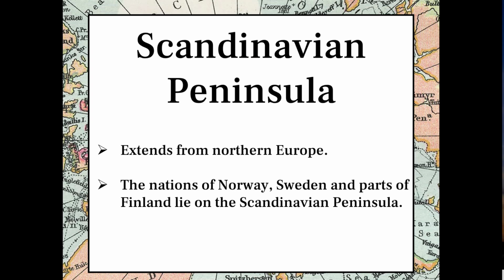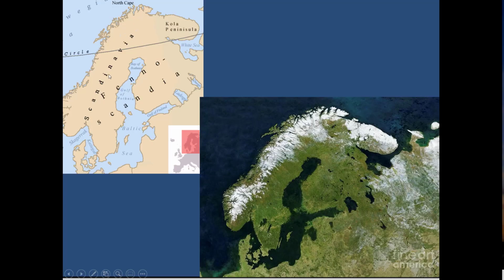Now, our additional peninsula is called the Scandinavian Peninsula. It extends from Northern Europe, and the nations of Norway, Sweden, and parts of Finland are on the Scandinavian Peninsula. So this is a drawing of the Scandinavian peninsula, and just like the satellite view, you cannot see the difference in the countries, but we have Norway, we have Sweden, and then part of this is still considered part of the peninsula, and that is Finland.